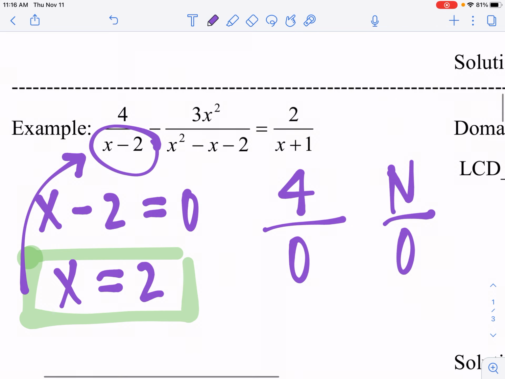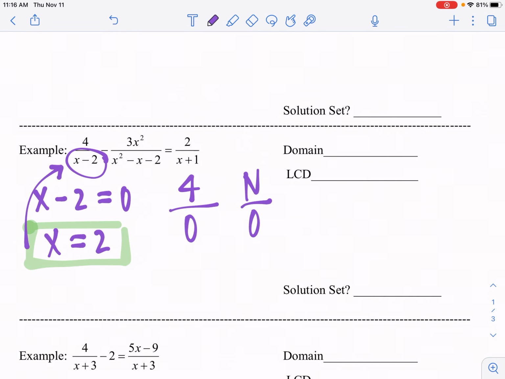And so in order to figure out the domain, basically these functions can do whatever the heck they want except for the value that makes the denominator 0. And so that's going to change. Like here, it's going to be -1, because -1 plus 1 will give me 0. And so we've got to figure out those values for each problem.